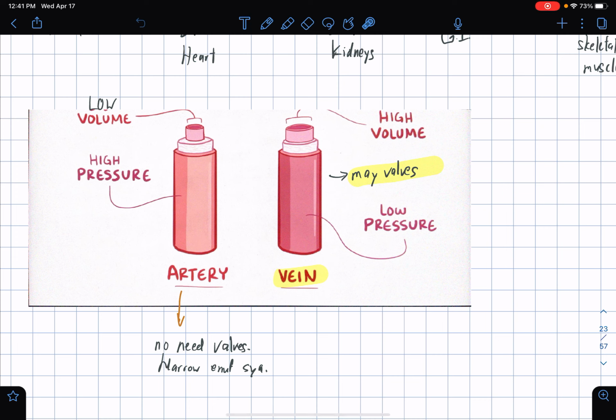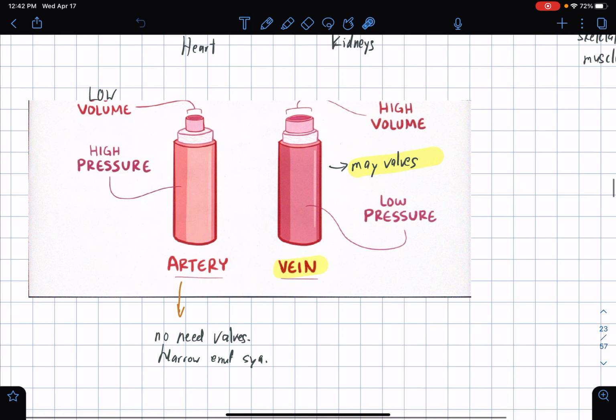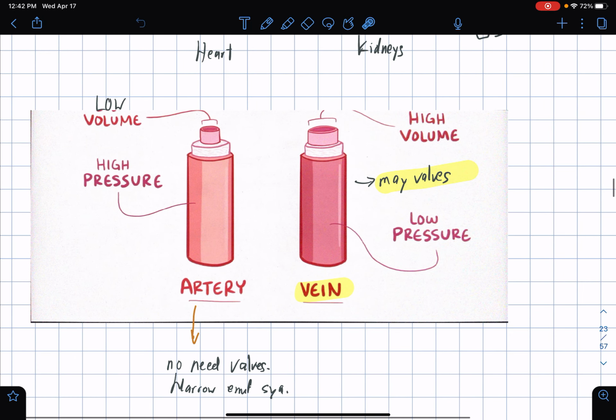there's a high volume, but low pressure. These come together, and there are valves, of course. The valves are intended to prevent the regurgitation or the backflow of blood. For arteries, on the contrary, there's high pressure, and at the same time, low volume. Most likely, that's because arteries carry oxygenated blood, so there is a need for high pressure. It's synonymous with having high pressure and low volume. So yeah, kind of makes sense.